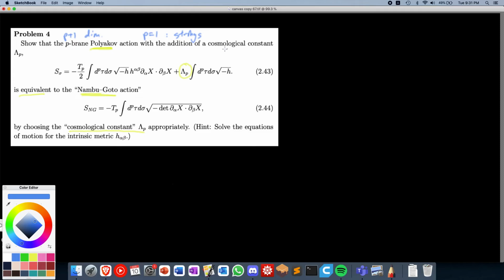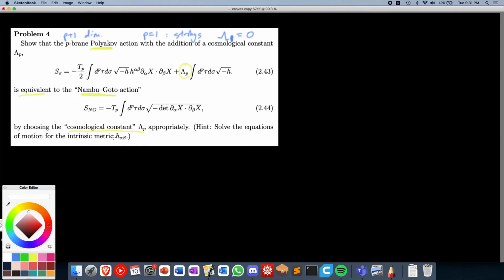And additionally, we know from string theory that the Polyakov action is equivalent to the Nambu-Goto action without this extra term. So for p equals 1, we expect lambda p equals 0, namely lambda 1 equals 0 for strings. But for higher dimensional p-branes, this is not the case. It might not be 0. And in this video, we'll find out what this cosmological constant is. Let's go ahead.